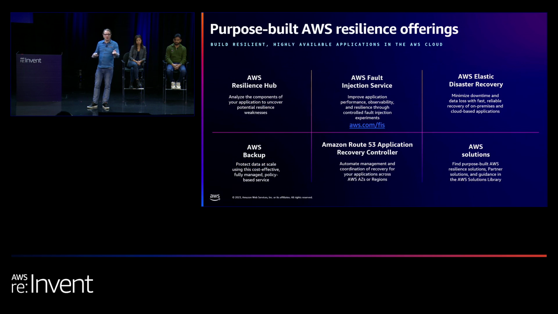While Avinash talked about FIS, there are several different purpose-built services for resilience at AWS. You should be aware of them. Resilience Hub is another great one, and AWS Backup, and Elastic Disaster Recovery, and Route 53 ARC. These are all good services that you might want to use for your resilience journey.